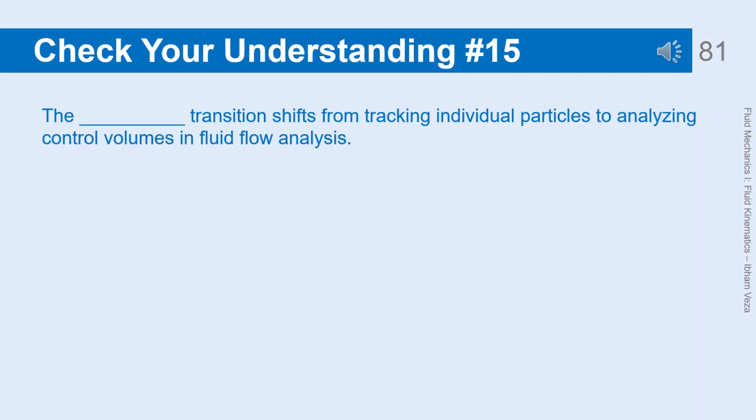Check your understanding. The Lagrangian to Eulerian transition shifts from tracking individual particles to analyzing control volumes in fluid flow analysis.